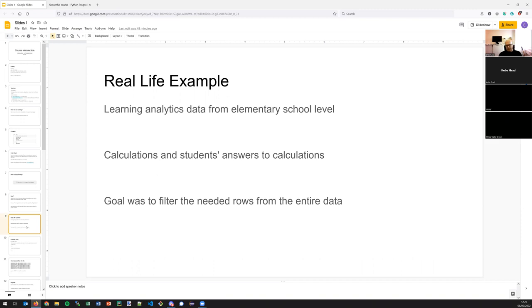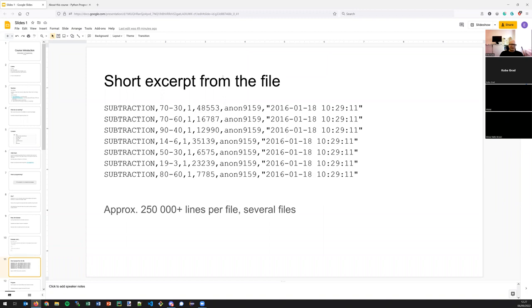we have a research group that's interested in the mathematics learning of kids. And we have a lot of data, and the data is basically about the calculations solved by students. And there's a lot of that data. There's, I think, millions of lines of data. What the data looks like is something like this.